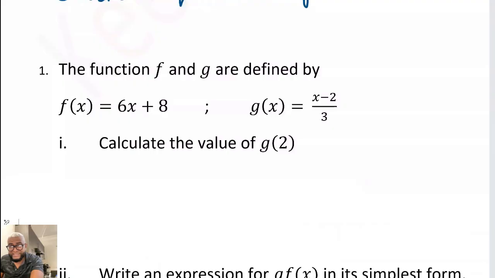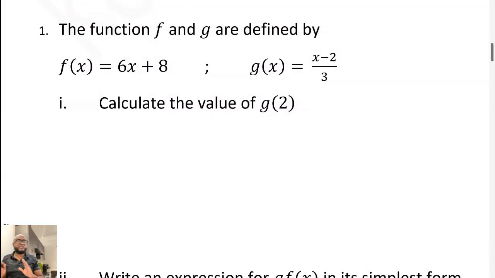This is a CXC type question, right? Now, functions could be any letter. It could be g of x, it could be f of x, it could be h of x, etc. But the three main letters they use would be f, g, and h. So, we have two functions. We say that the first function, f of x, is defined by 6x plus 8. Everybody see that? What is g of x defined by? I just said f of x is defined by 6x plus 8. x minus 2 over 3. Excellent, Jenny. x minus 2 over 3, that's the definition of g of x.